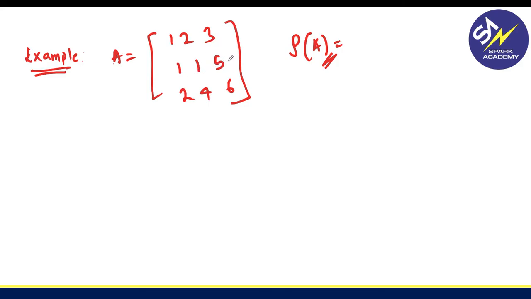So let's try to make row 2 as zero. I will take row 1 as base row. How do you make row 2 zero? This is 1, 1, right? So I can write R2 such that R2 minus R1. Same, row 3 I will try to make 0. This is 2, right? If I want to make this element also 0, I have to subtract 2 times, so I can write R3 such that R3 minus 2R1.